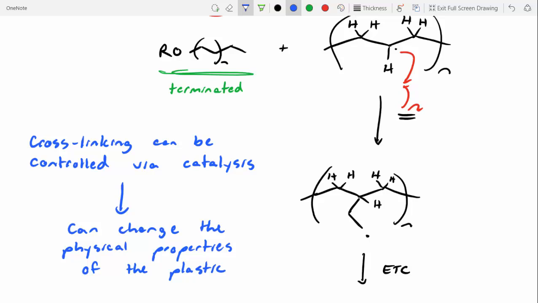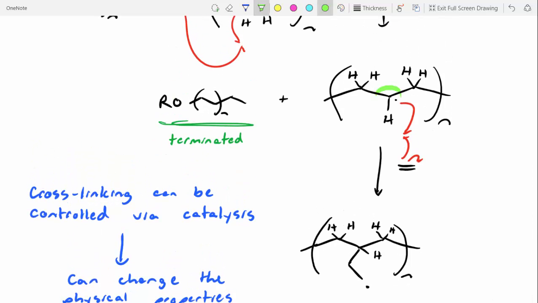Yep? Doesn't that make where it gets cross-linked like a stereo center? Yeah, and it can be really, really hard to control. Like I said, when you go through this radical, let's even highlight it right here. That radical is trigonal planar. So you could have addition to the top side of that radical or the bottom side. And so you're going to get a mixture of products out of it. It's impossible to control, really.